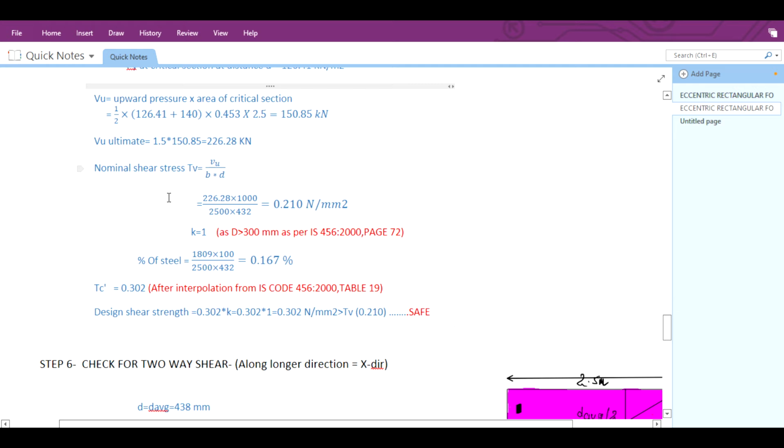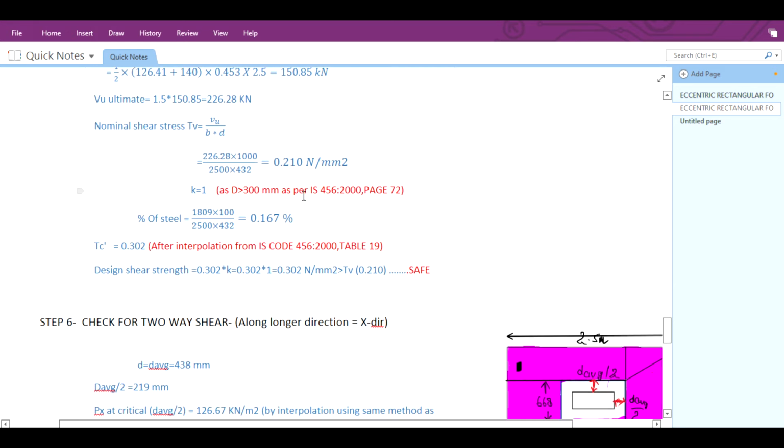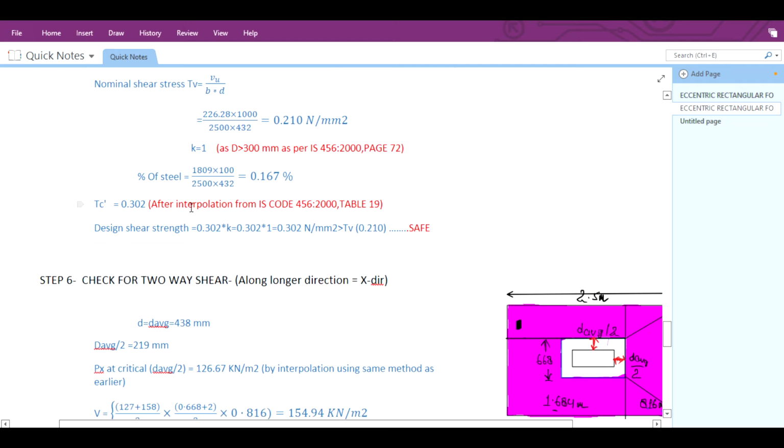So nominal shear for y direction will be Vu upon b into d. Vu will be 226.28 multiplied with 1000 divided by b for y direction, which is 2500, and effective depth for y direction is 432. So it will come as 0.210, and K value is taken as 1 as the total depth is 500. For percentage steel for y direction, 1809 mm square of steel is provided, multiplied by 100 divided by 2500 into 432. So our percentage steel will come as 0.167.